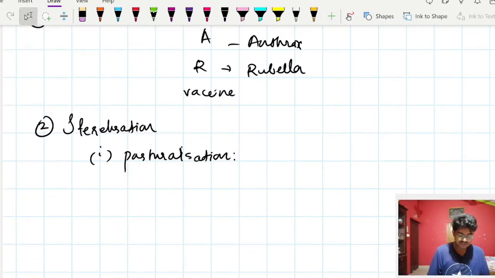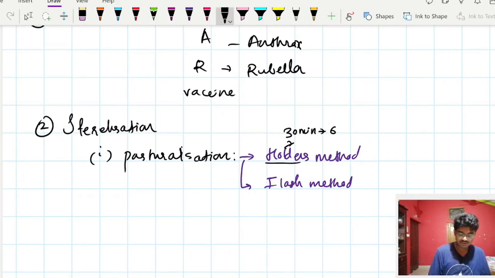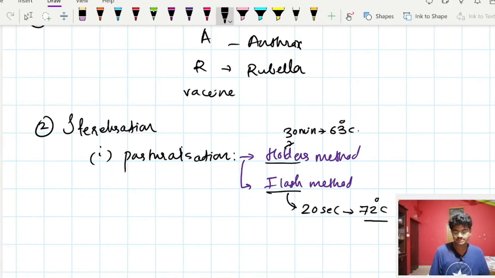Pasteurization is mainly done by two methods. One is the Holder's method, and another one is the flash method. The names themselves indicate that in the Holder's method we have to hold it for 30 minutes at 63 degrees Celsius, but in the flash method only 20 seconds, at a temperature of 72 degrees Celsius. So here 30 minutes at 63 degrees Celsius, and here only 20 seconds, but 72 degrees Celsius.